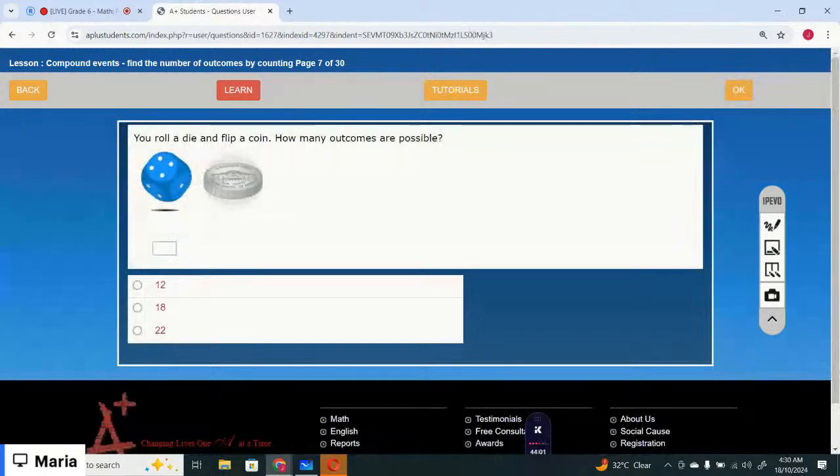You roll a die and flip a coin. How many outcomes are possible? Which is the correct option? That is 6 times 2, and 6 times 2 is 12. Option number 1 is the correct option.